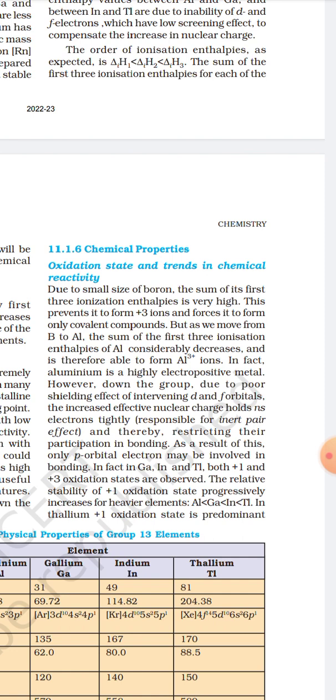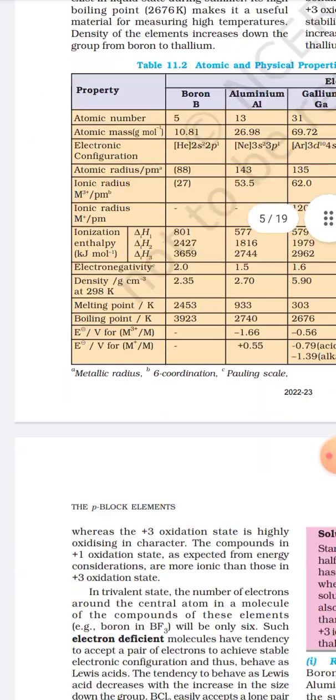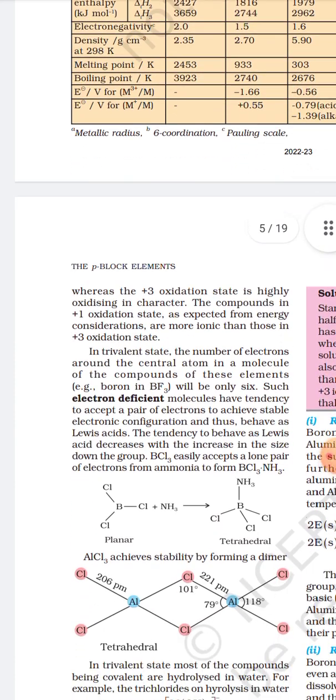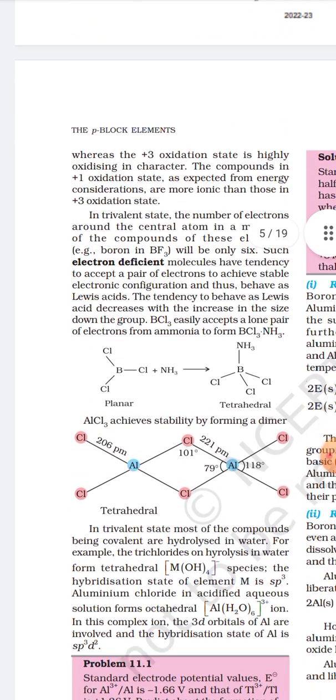As a result of this, only p orbital electrons may be involved in the bonding. In fact, for gallium, indium and thallium, both +1 and +3 oxidation states are observed. The relative stability of the +1 oxidation state progressively increases for heavier elements. For thallium, the +1 oxidation state is predominant, whereas the +3 oxidation state is highly oxidizing in character.